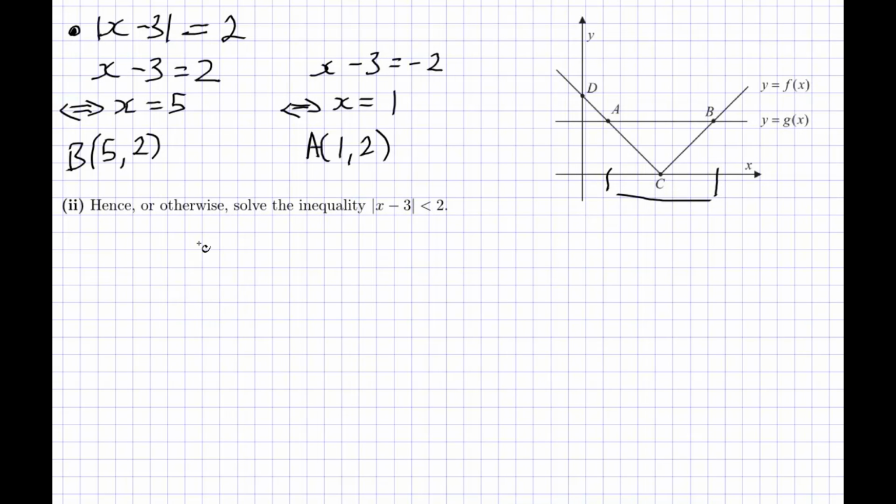So using the hence, we can just go right to the end and say that 1 is less than x, which is less than 5. Because we already know that these points A and B are at x equals 1 and x equals 5. So this is a really easy couple of marks you can get here.